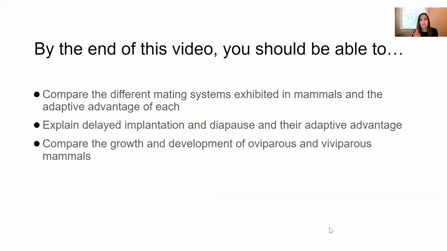All right. Can you compare the different mating systems in mammals? Can you explain delayed implantation and diapause and the adaptive advantage, the why? And can you compare the growth and development of oviparous and viviparous mammals? If not, circle back, watch the parts you need to again.